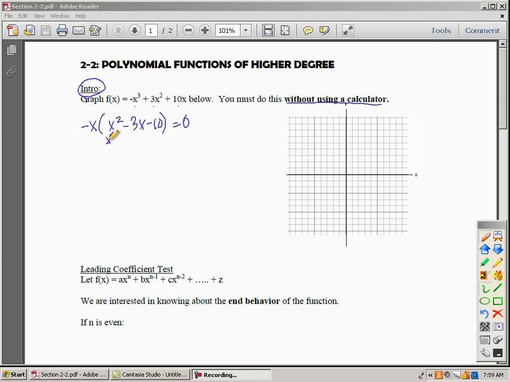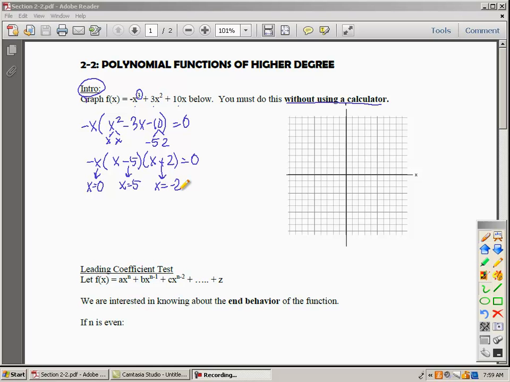Well, if I look to factor this, negative 10 is negative 5 and a positive 2, so it adds to get negative 3. Therefore, my factored form is negative x, x minus 5, and x plus 2, and I set that equal to 0. Based on the fact that my degree is 3, I should have 3 solutions, and I do. My first solution is x equals 0. My second solution is x equals 5, and my third solution is x equals negative 2.